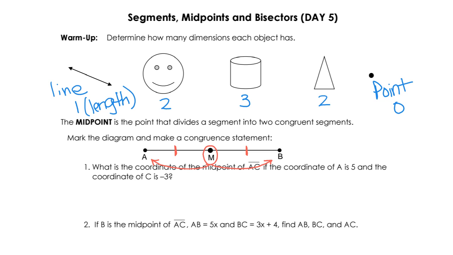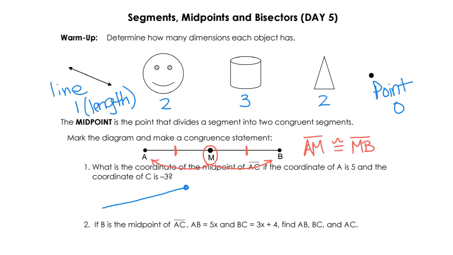are equal. And so we could actually write a congruent statement where it tells me that line segment AM, which has a tick mark on it, is congruent to line segment MB, the other line segment that has the tick mark. Okay. Going down, it says, what are the coordinates of the midpoint of AC?